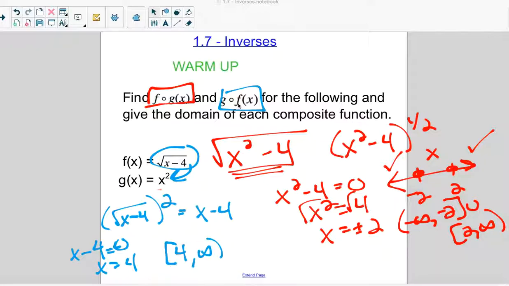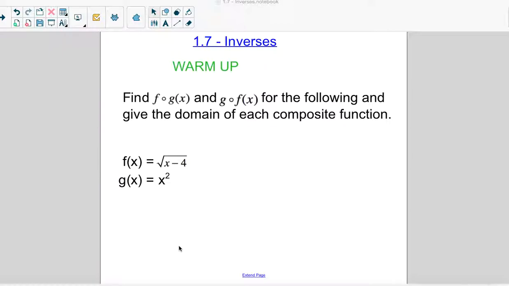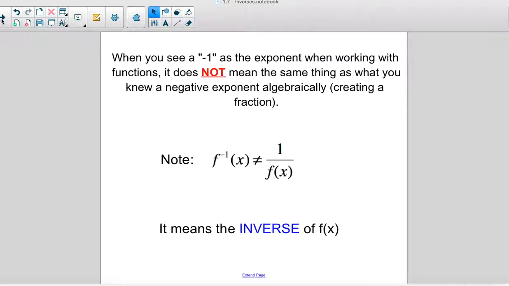The innermost function, the one that you plug in, whatever that had as a domain restriction still has to stay true. So if it simplifies, you still have to honor the fact that it's 4 to infinity. All right. Now, here we go.